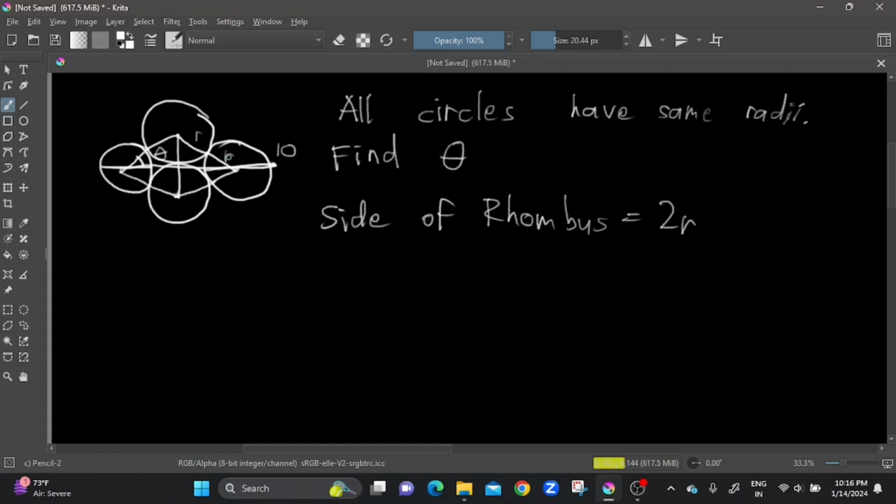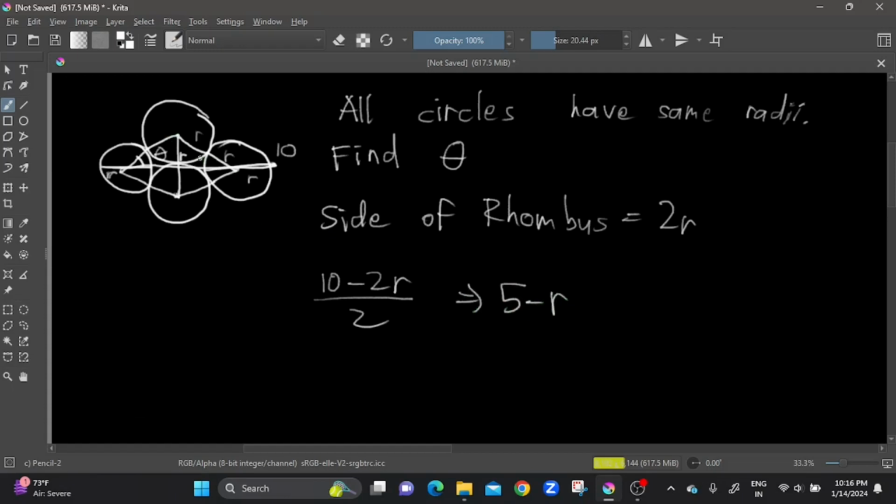But right now we're focusing on finding r, right? So we have 2r over here, and since this is also 2r, because this is r and this is r, we can take this length as r itself, right? So r and 2r over here, we know this entire length is 10, and this length is r, and this length is r as well, right? So this part is going to be 10 minus 2r, and the length of this is going to be 10 minus 2r by 2, which is basically 5 minus r, right?